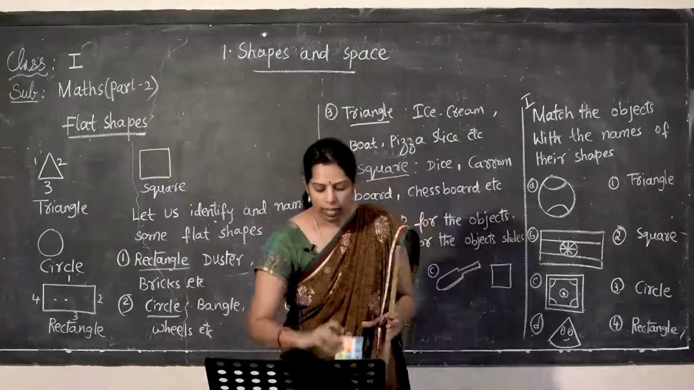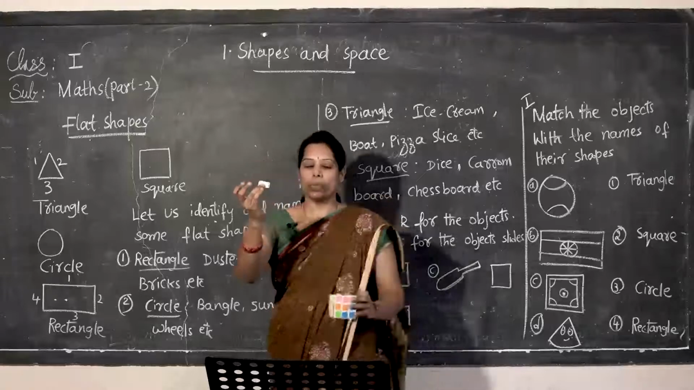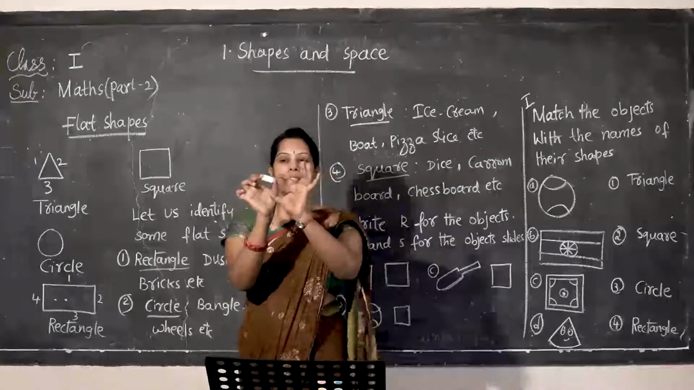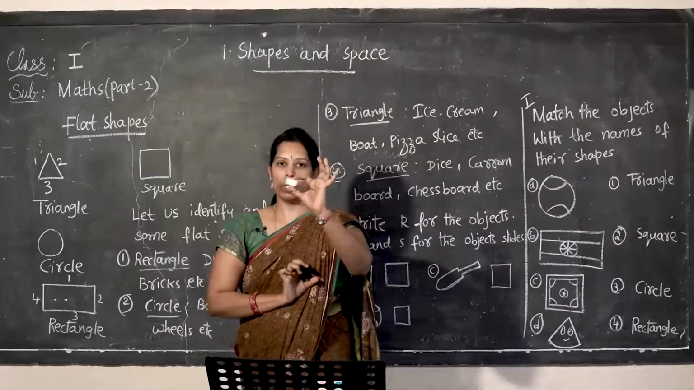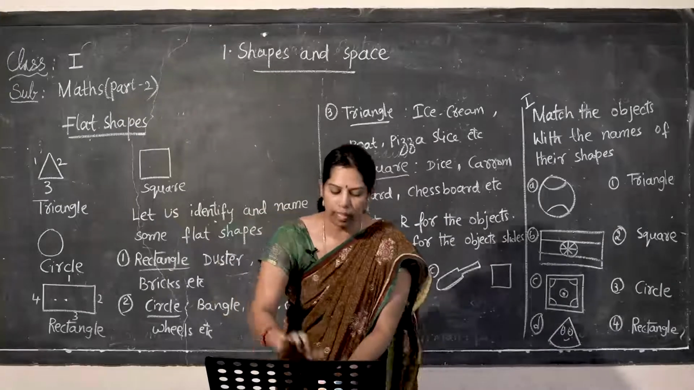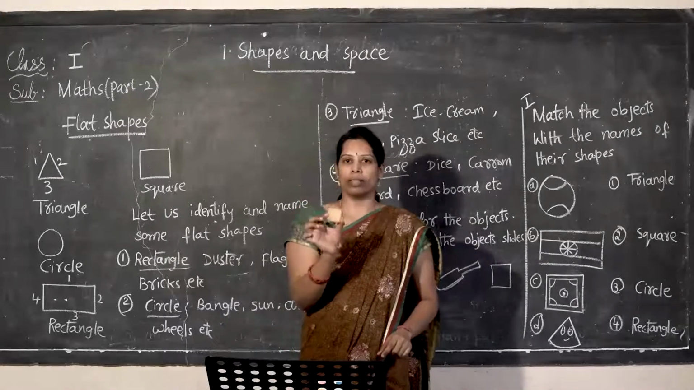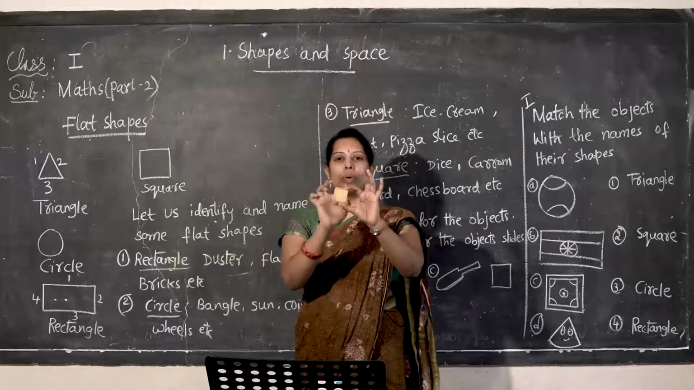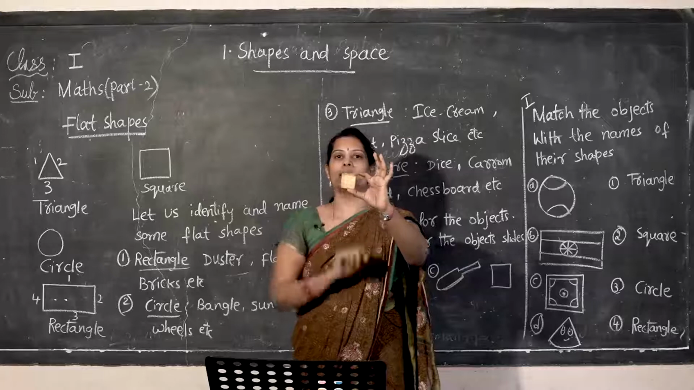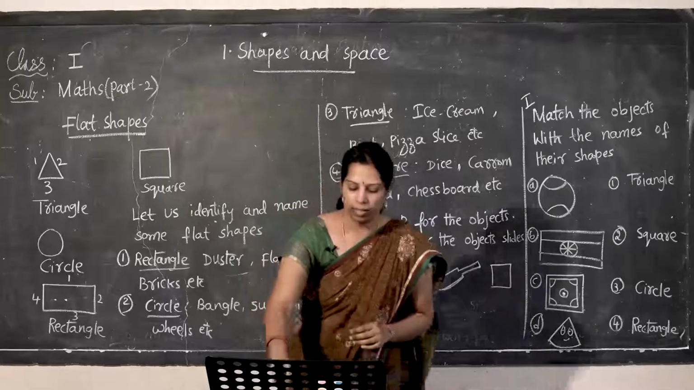For example, see this object and this object. It is a rectangle object. Opposite sides are equal. These 2 sides are equal and these 2 sides are equal. Then only you can say it is a rectangular object. Next, this is a square. What is the shape of the biscuit? It is a square. In this, all the 4 sides are equal. When the object has all 4 sides equal, then only you can say it is a square.